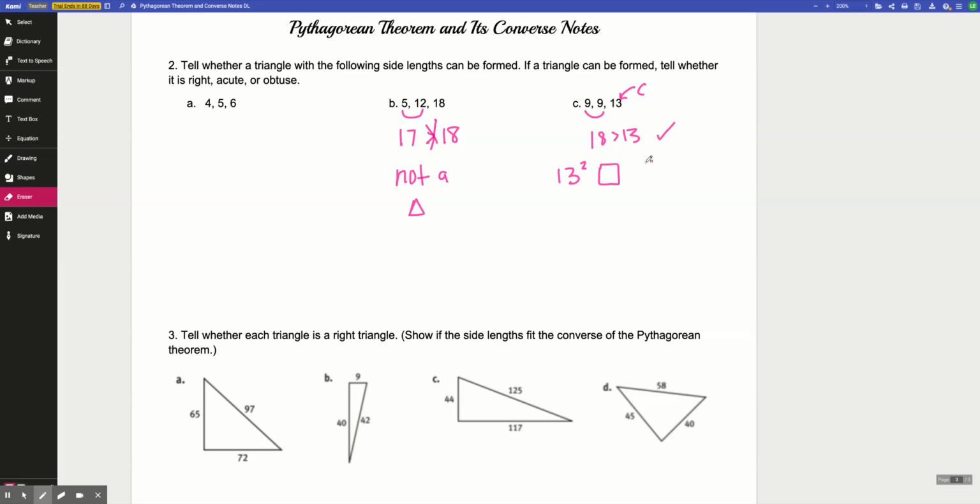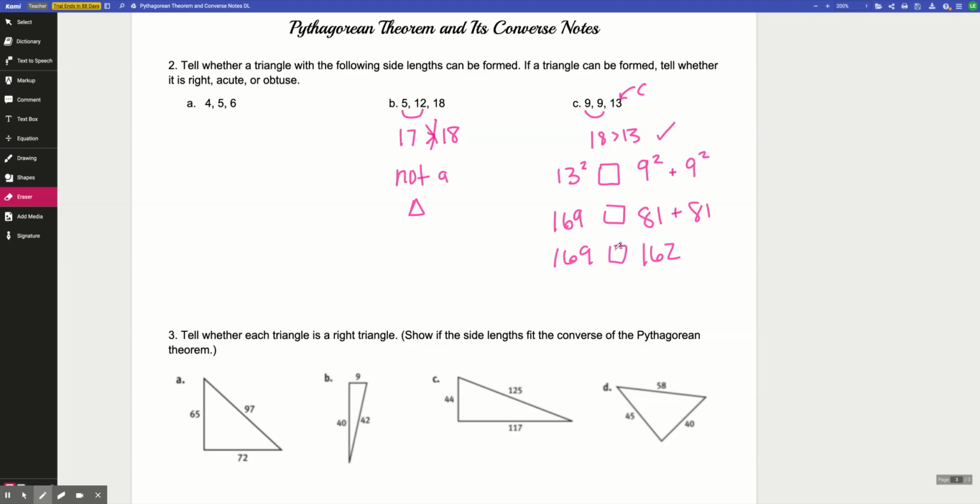I'm going to put a little box right there because I don't know what goes in it yet. And then I have 9 squared plus 9 squared. Okay, so 13 squared is 169. 9 squared is 81. So I have 81 plus 81. So I have 169, I have my box, and then 81 plus 81 is 162.